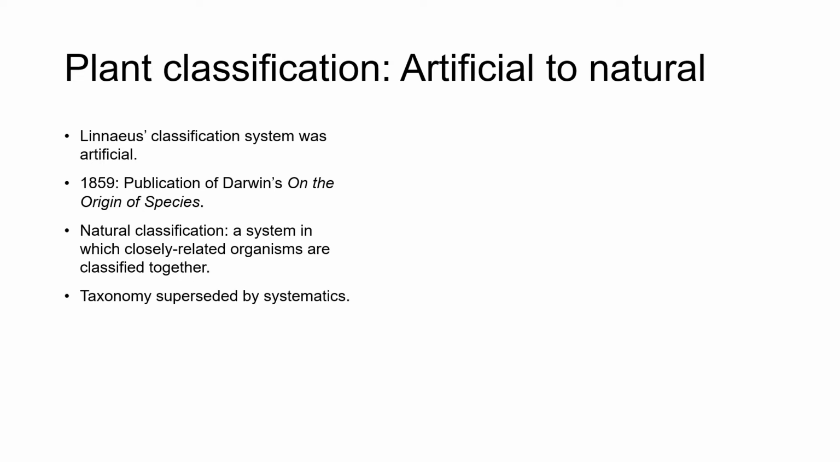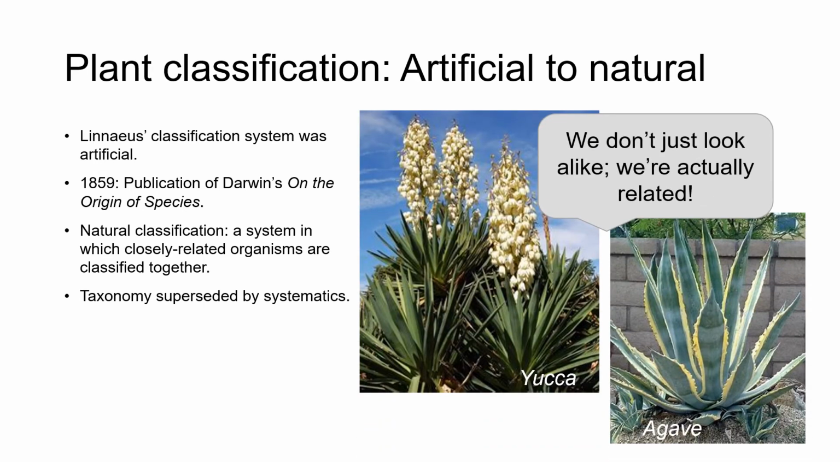Since the beginning of the 20th century, what used to be known as the science of taxonomy, which is the process of classifying organisms, has given way to the science of systematics. Systematics is the study of living organisms and the relationships between them.